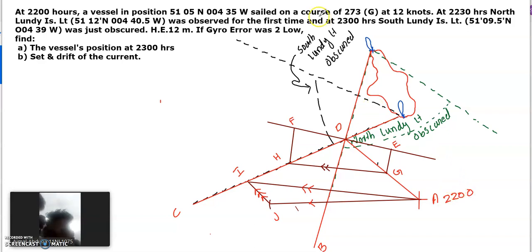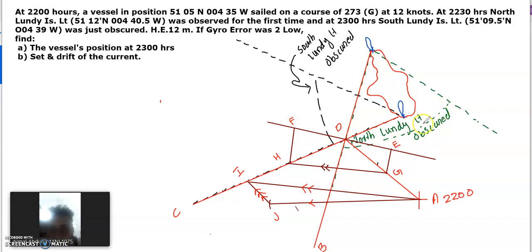Then we set a course, 273 degrees gyro, and the gyro error given is 2 degrees low, so we have to find 275, at 12 knots. Then at 2230, exactly after half an hour, the North Lundy Island light was observed for the first time.